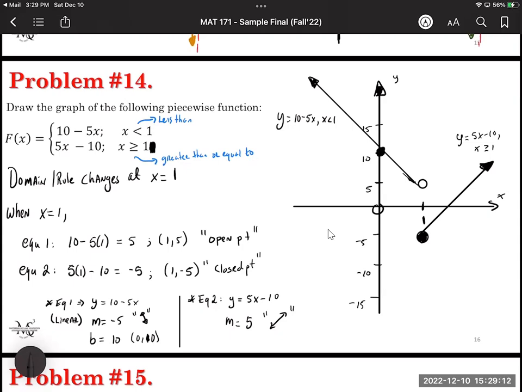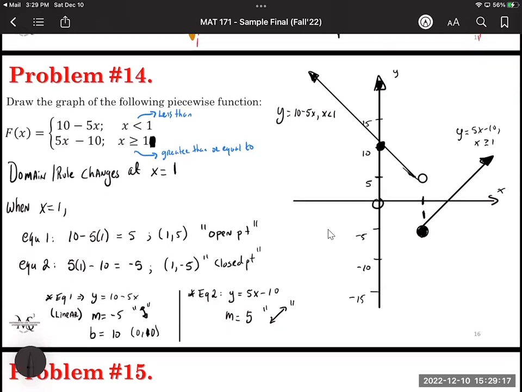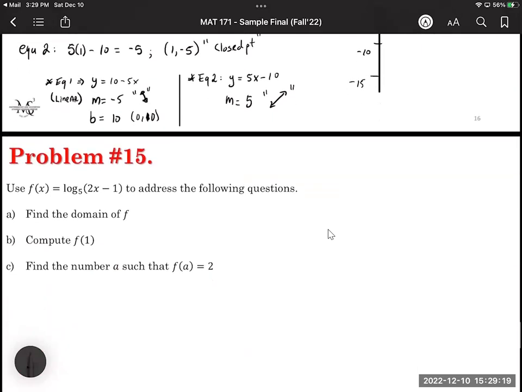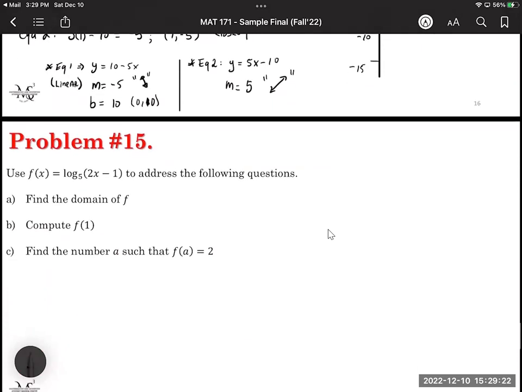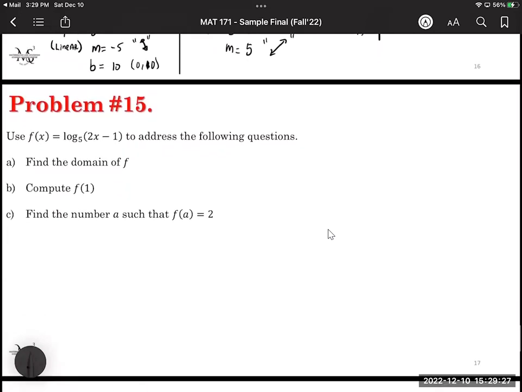Okay. We have 2 more questions to go, and that would be it for today. So problem 15 states, use f of x equals log base 5 of 2x minus 1 to address the following questions. For part A, if I want to find my domain of f, what must be true about this logarithm? How do I algebraically find the domain of log base 5 of 2x minus 1?